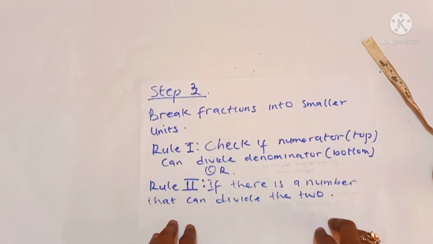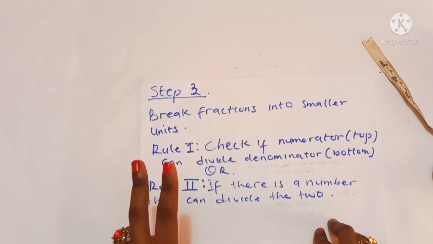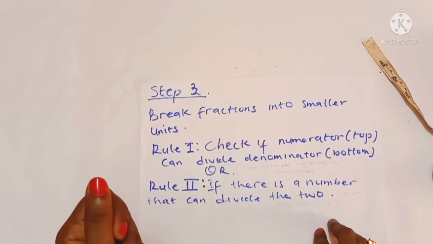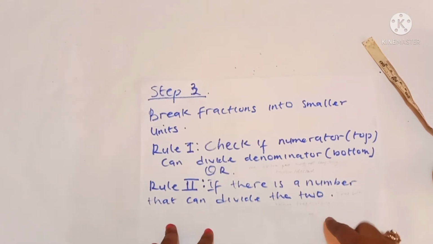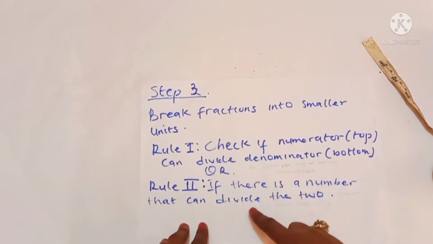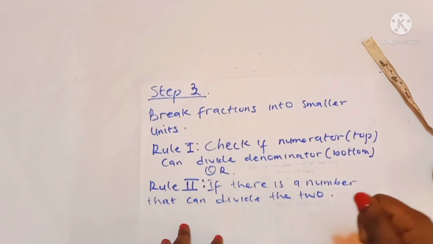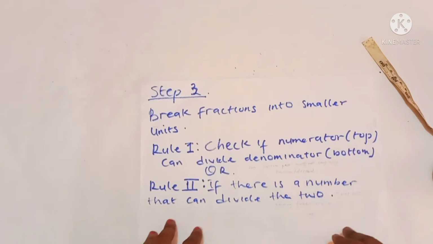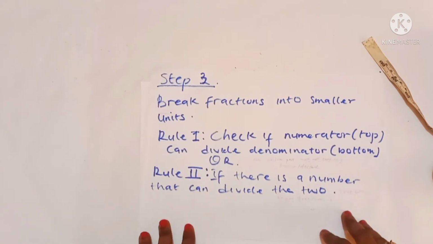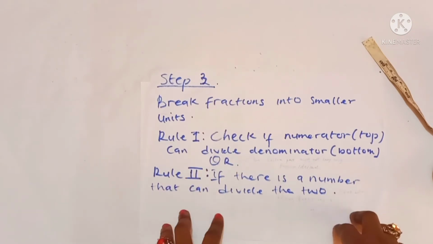And in doing this, you have to apply 2 rules. Rule 1 says that you check if your numerator, that's the top number, can divide the denominator without the denominator having any decimal or carrying another fraction. Then rule 2, if that is not possible, then you go for rule 2, which says that you have to find a number that can divide both the numerator and the denominator at the same time without each having decimals or fractions. So guys, let's get your calculator as we're about to break these figures down.